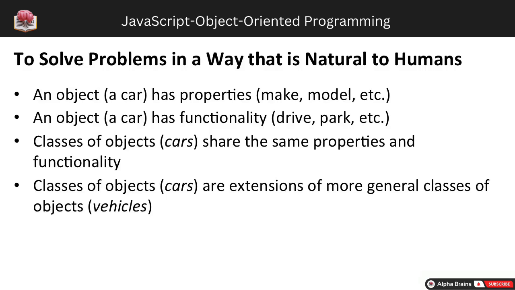An object, like a car, has properties, make, model, etc. A car also has functionality, like drive, park, etc. Entire classes of objects, like cars, share the same properties and functionalities. And classes of objects are extensions of more general classes of objects. For example, a car is an extension of a vehicle. This is a natural way to think about and approach problems, which makes object-oriented programming very powerful.